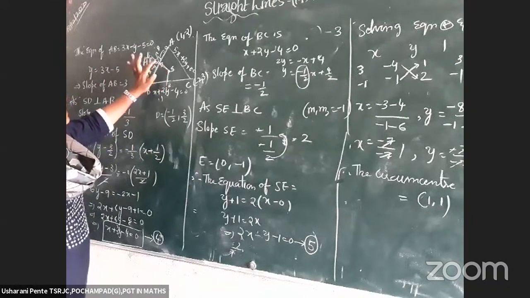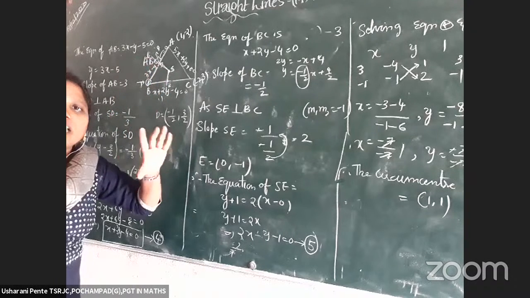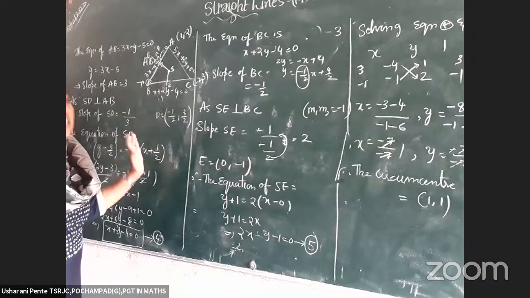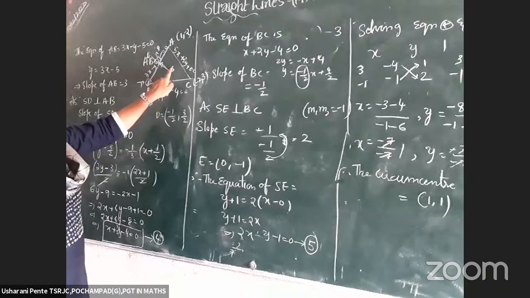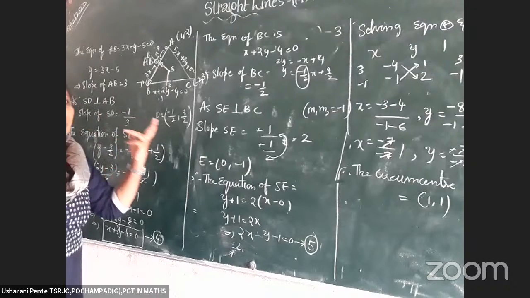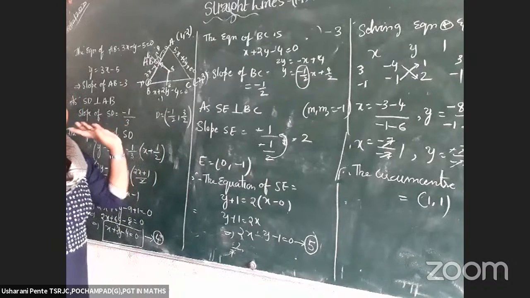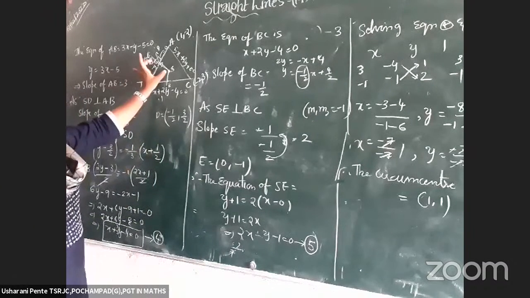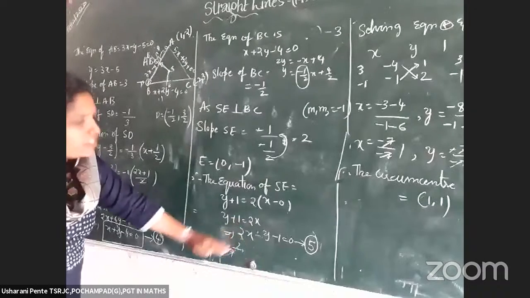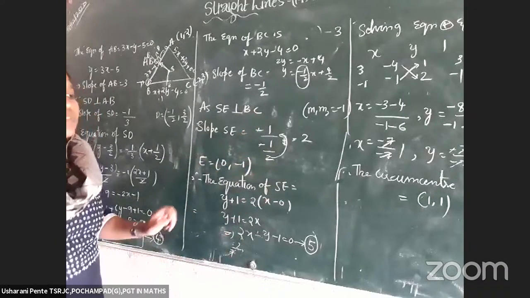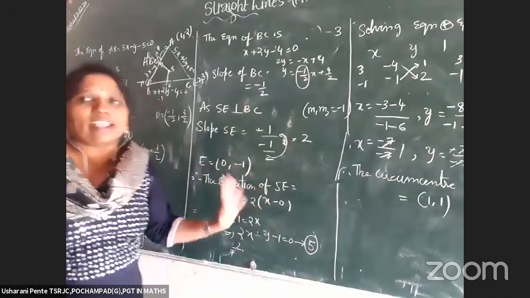So SD, the line from S to D, is the perpendicular line to one side of the triangle, the side whose midpoint we have taken. Similarly, the line from S to E is perpendicular to the other side of the triangle. By using the point slope form, we are finding the equations of SD and SE. We will name them equation 4 and equation 5. If we solve equations 4 and 5, we'll get the circumcenter. This is how we will prove the circumcenter of a triangle.